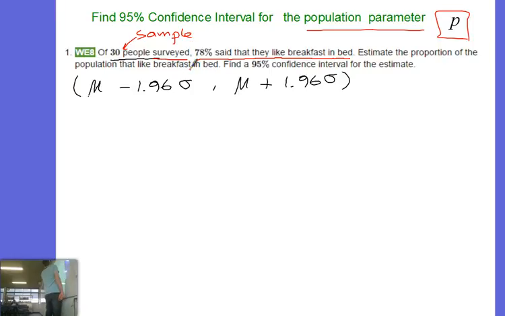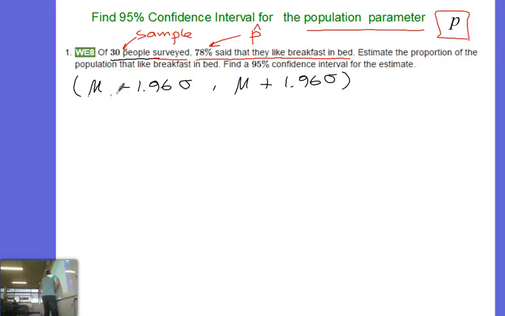So if that is the proportion of the sample, what do we call that quantity? It's not P. P hat. That is your P hat. Very good. P hat, your sample proportion. So we use the sample proportion as the best estimate for the population.